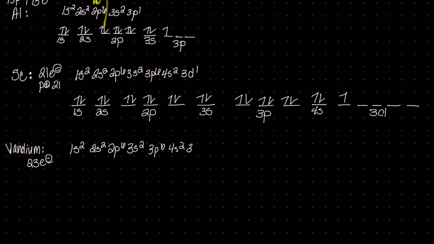4s2, and then 3d3. Because that brings us to a whopping 23. If we're ever in doubt, all we do is just back count. I got 2 plus 2 plus 6, that's 10 electrons. 10, 11, 12. 12 plus 6, that's 18 electrons. 18, 19. Here, I'm at 20. Then I skip down with 3 more is 23.